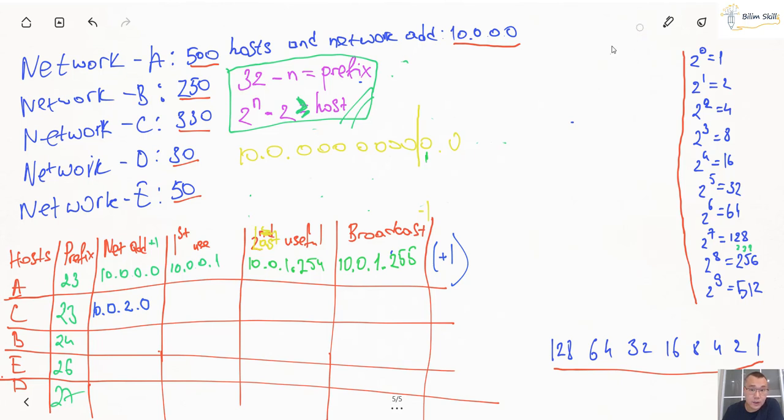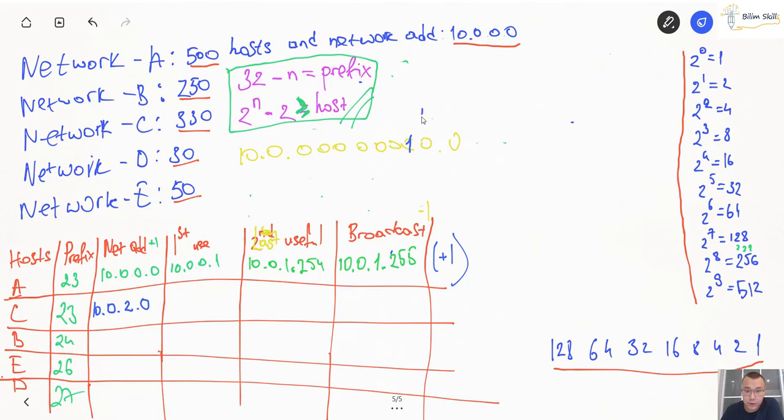Okay, and for network C we know the prefix and network address, and with the help of these given conditions we can easily fill our table. Prefix number 23, we know that it's located in the third octet. Okay, let's open it, and here we have 2, and 2 will be in binary form here only 1, right?